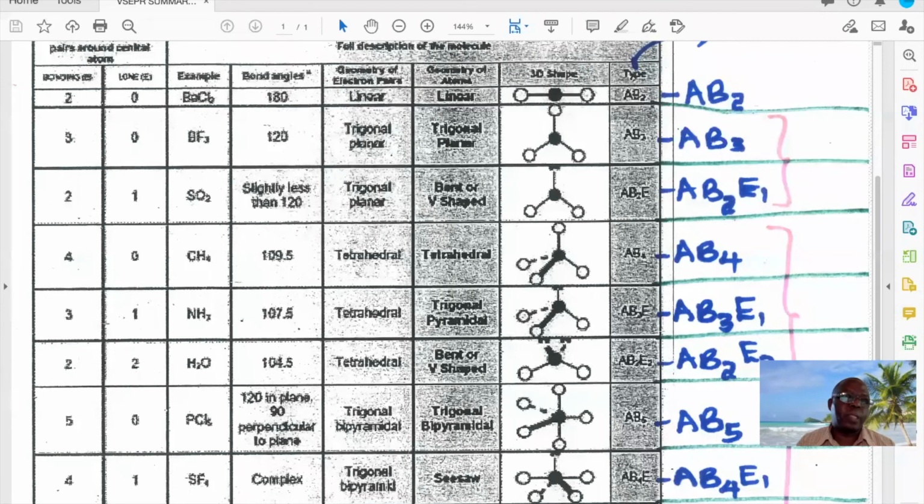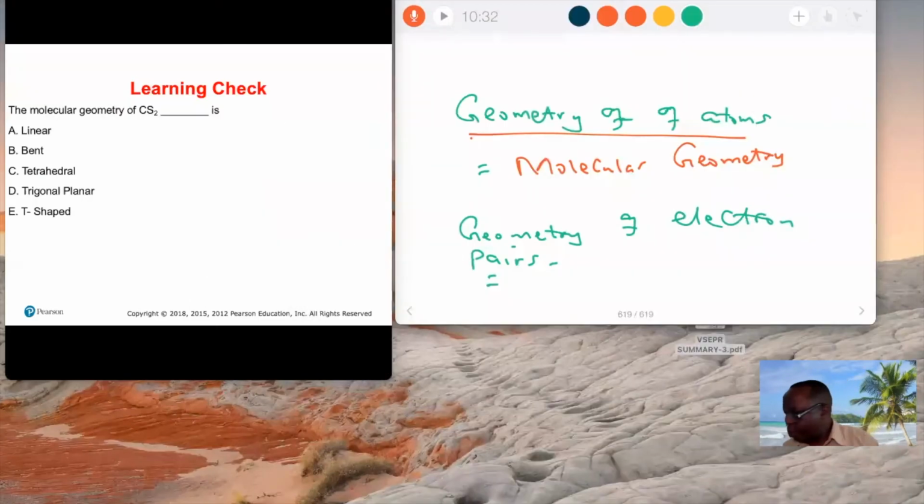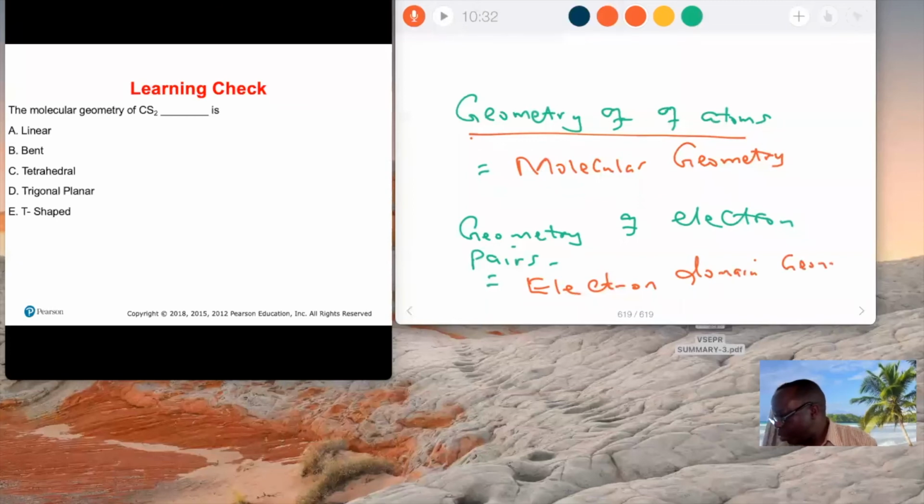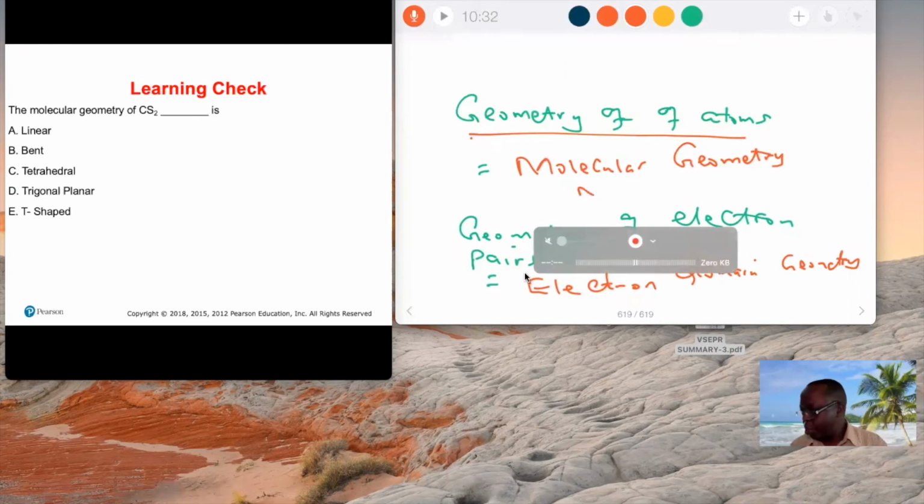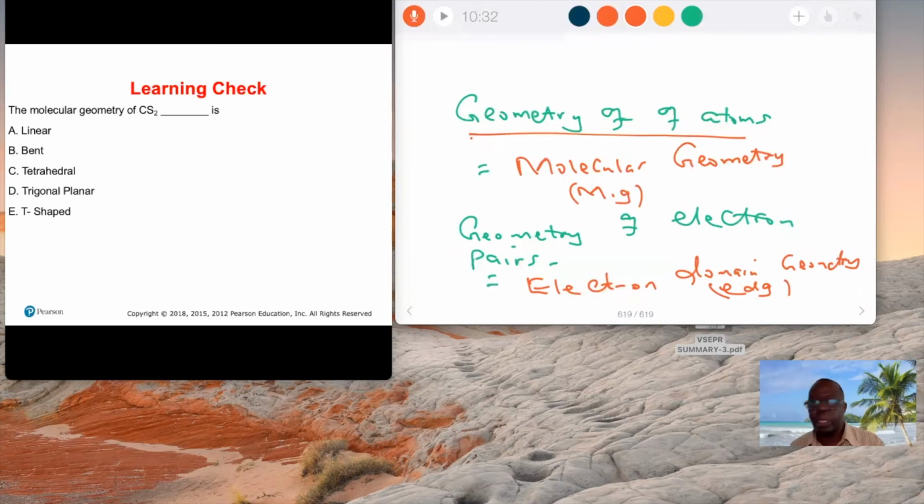Geometry of electron pairs here stands for electron domain geometry. That means you are looking at the domains around the central atom, electron pairs around the central atom. That means you have to account for the lone pairs. Here you only look at the atoms. You may see MG for molecular, and then EDG for electron domain geometry. It's the same thing. So as we move forward, for this, the correct answer is linear. The correct answer is linear.